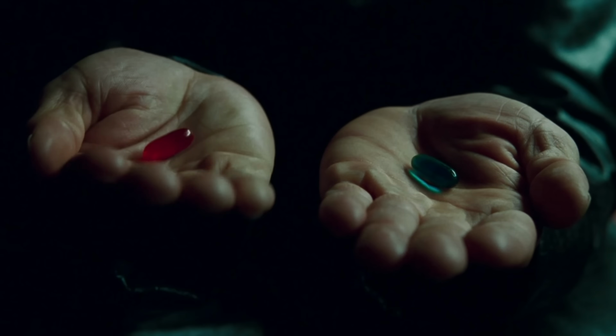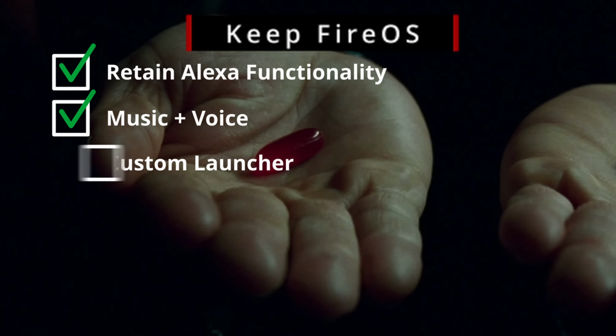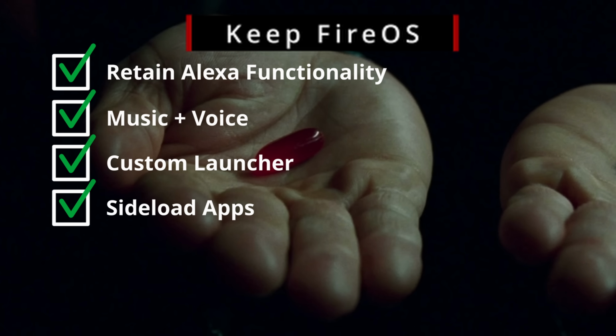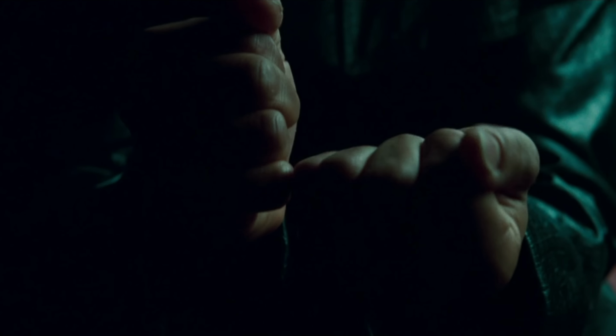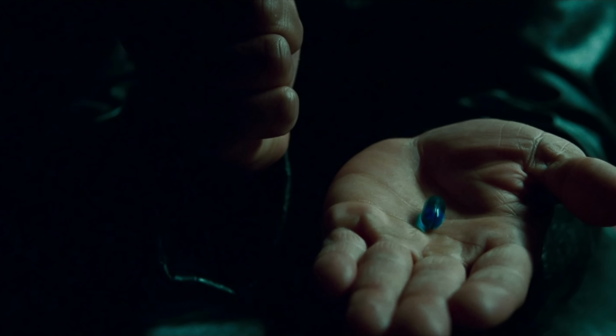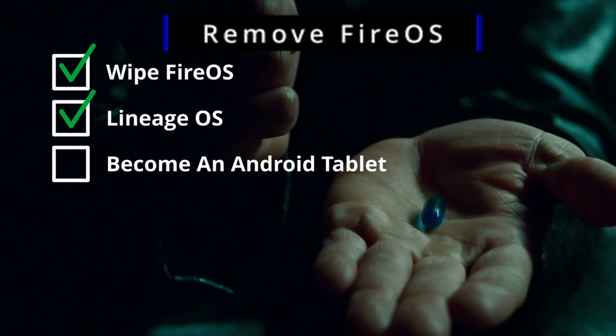They are similar, but they are different. They're effectively the red pill and the blue pill. If you take the red pill, you're going to retain the same functionality with your Amazon Echo, so the voice assistant and all of that other good stuff, but you're going to be able to make use of a custom launcher and sideload all of your own applications. If you take the blue pill, you're going to be able to actually wipe the operating system off entirely and install your own operating system.